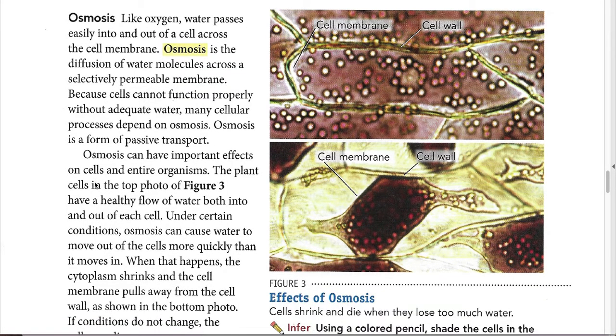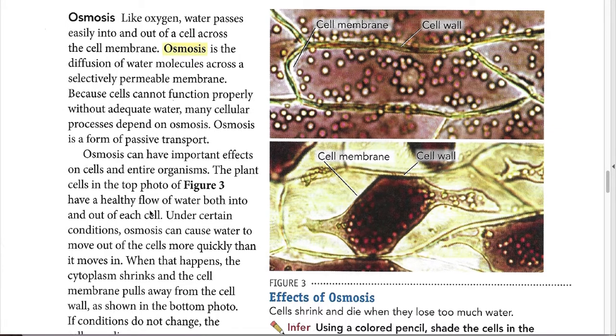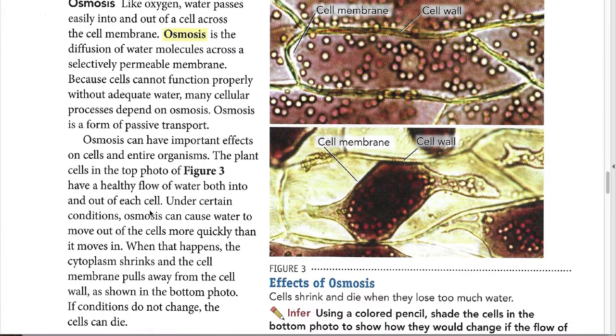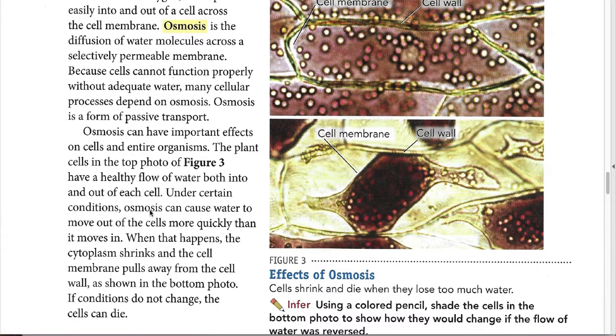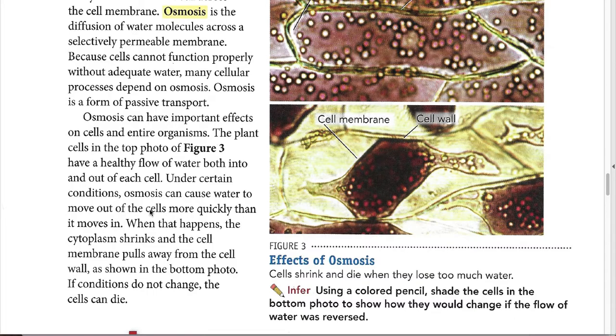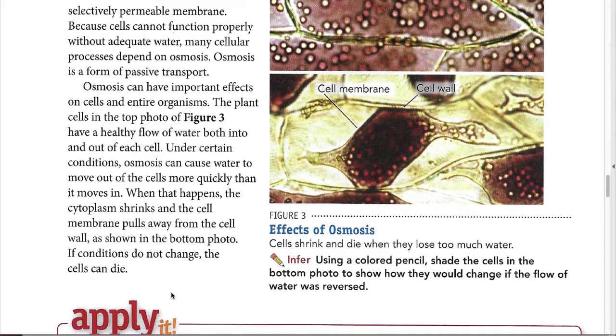The plant cells in the top figure, Figure 3, have a healthy flow of water both into and out of each cell. Under certain conditions, osmosis can cause water to move out of the cells more quickly than it moves in. When that happens, the cytoplasm shrinks and the cell membrane pulls away from the cell wall, as shown in the bottom photo, right here. And if conditions do not change, the cell can die.